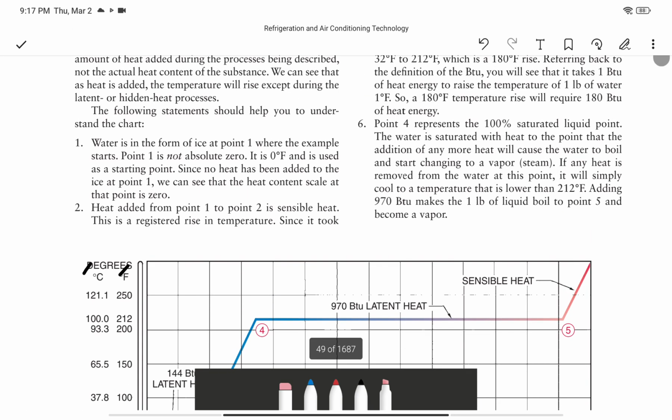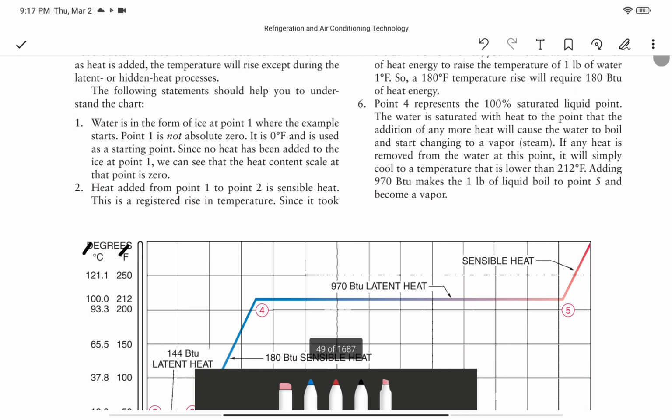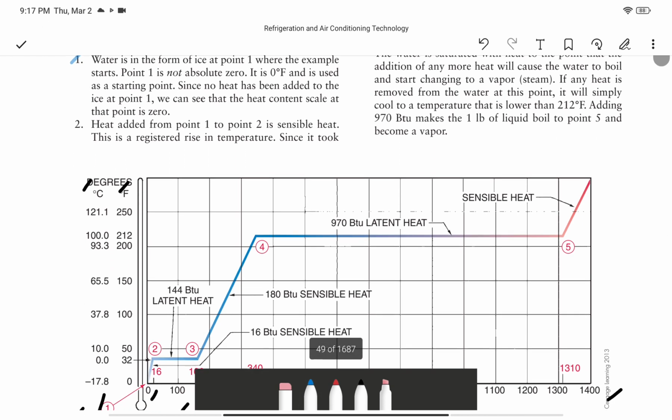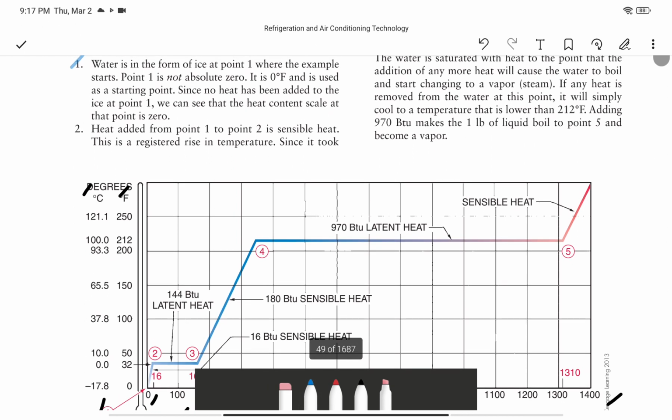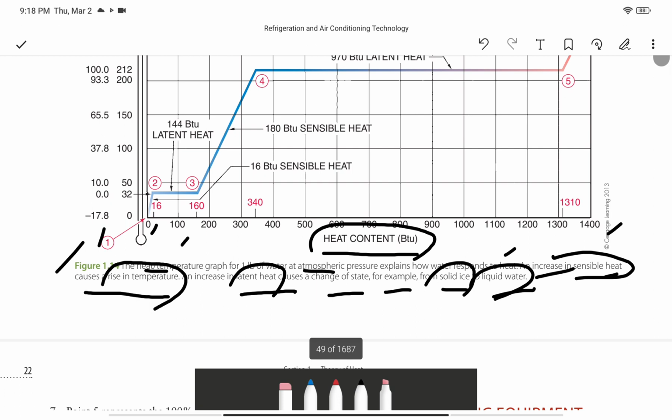So, water is in the form of ice in here. You can see it here, in the form of ice at point one, where the example starts. Point one is not absolute zero; it is 0 degrees Fahrenheit, and is used as a starting point where no heat has been added to the ice at point one. So we can see the heat content scale at this point is zero. It starts from here, right? So it starts from there.